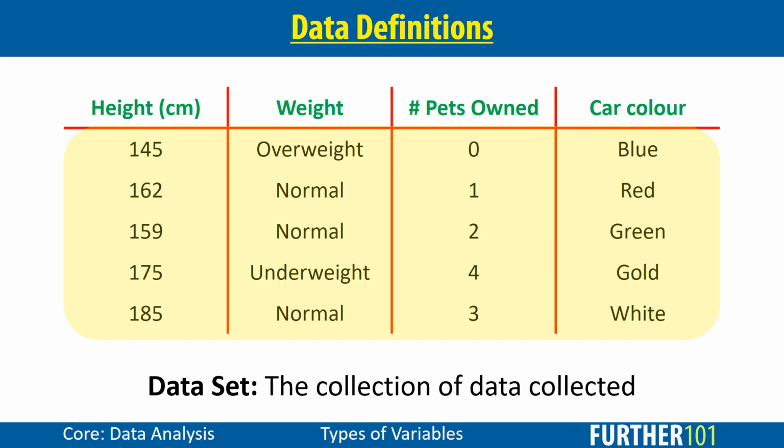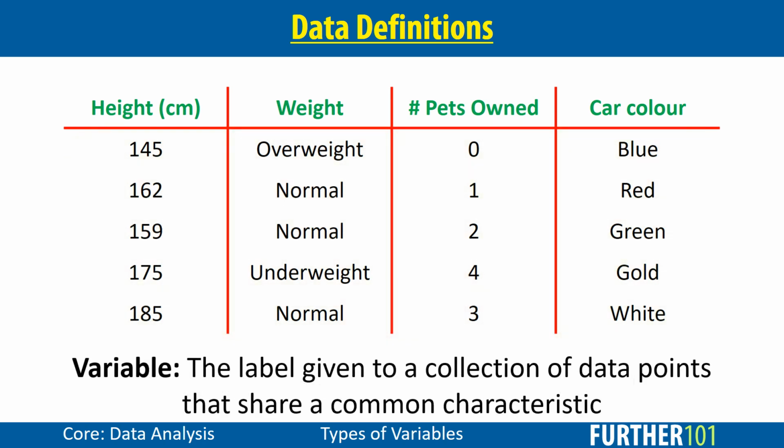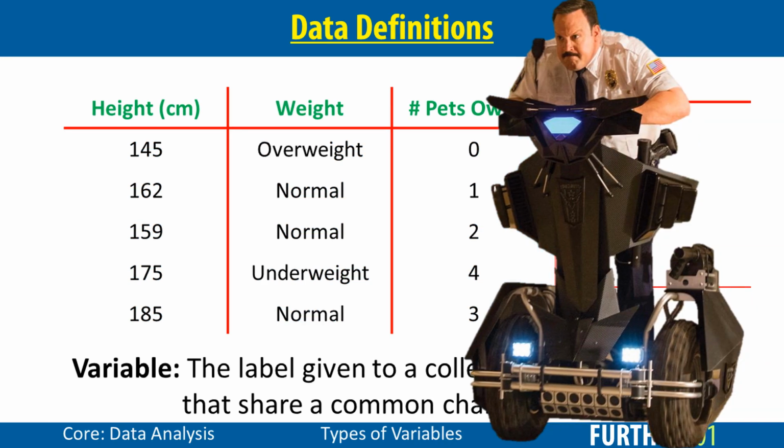The labels that organise data of a similar nature together are known as variables. Here we have 4 variables denoted in the columns: height, weight, the number of pets owned, and the colour of a person's car. You will also notice that some variables, like height, have data with numbers, and some variables have data with letters or words, like colour. This segues nicely into the main topic of this video, different variable types.